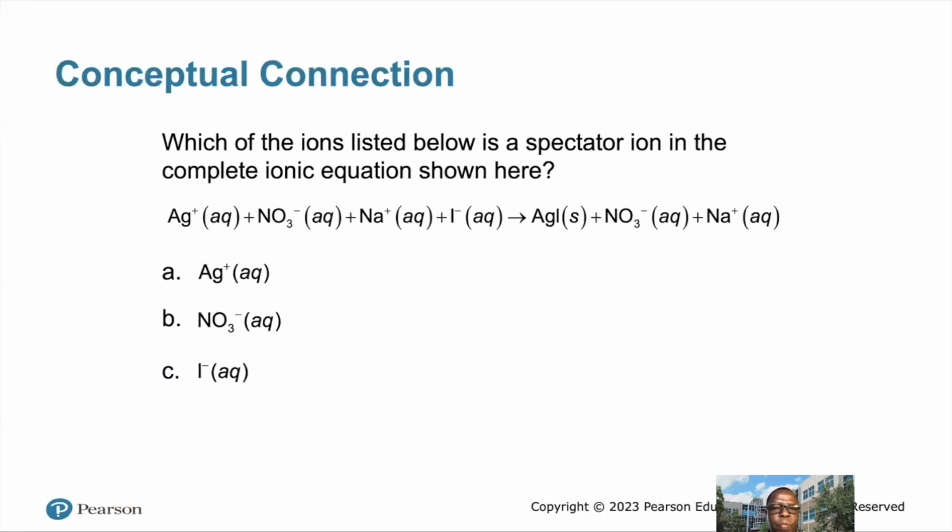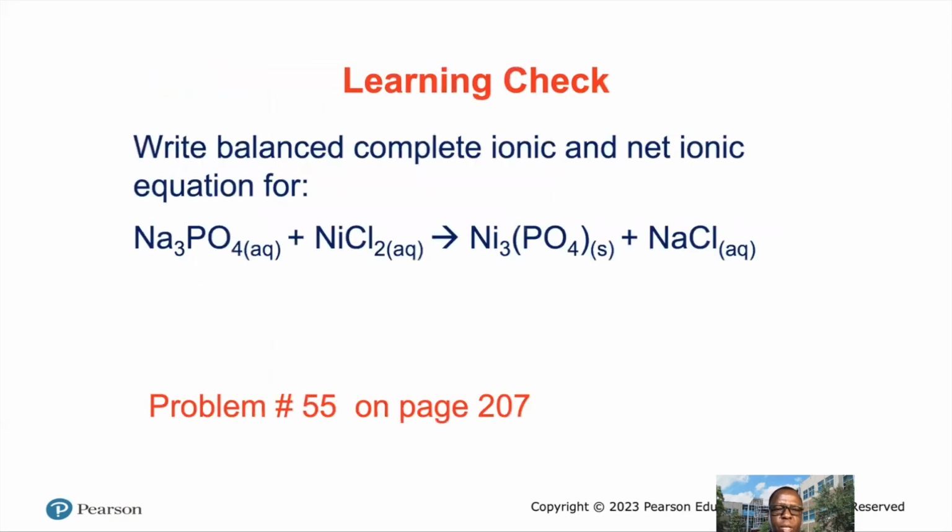Which of the ions listed below is a spectator ion in the complete equation? All right. So you look at silver and iodide, Cs, and this can also be... The correct answer is B. Correct answer is B. Very easy to learn that.